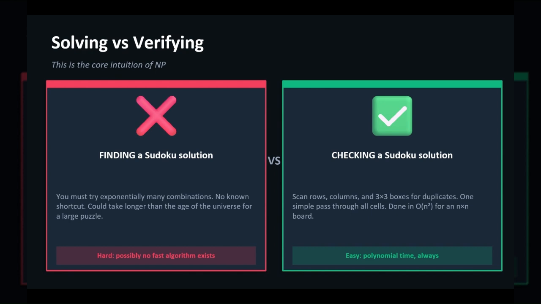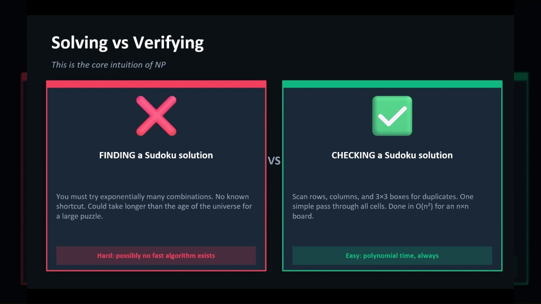Finding a solution to Sudoku is trying all possible combinations until something works and is, as far as we know, exponentially hard. No efficient algorithm exists. Checking a solution to Sudoku, that is, scanning for rule violations, is trivially easy. A few nested loops, polynomial, and done. These two tasks, solving and verifying, feel like they should be similar, but they might be fundamentally different in difficulty. That gap is P versus NP.